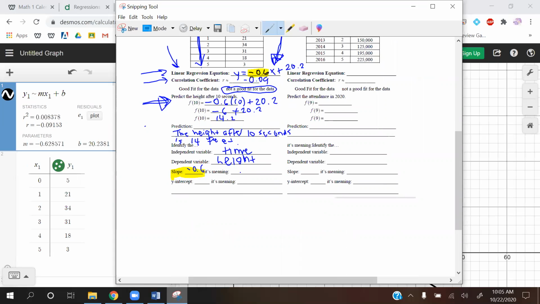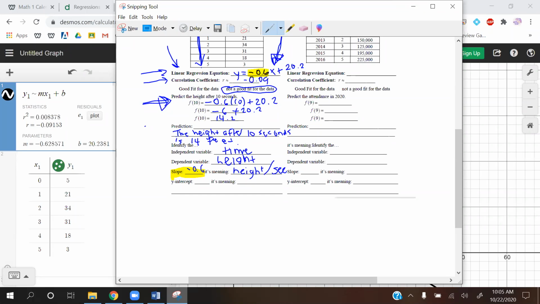Can you guys see when I write it like that and it appears and it disappears? Height per... I'm going to write per like a flash. Okay? Height per second.